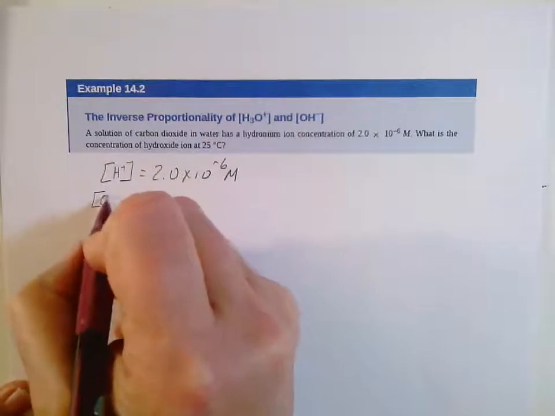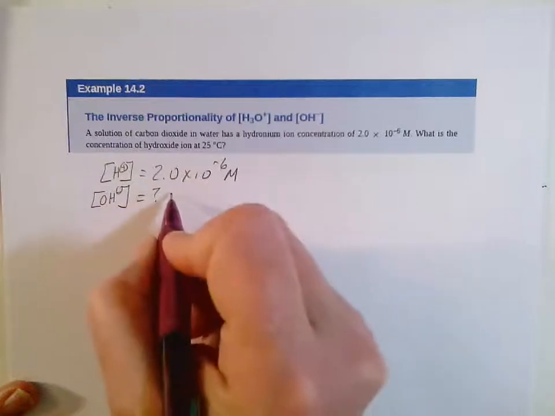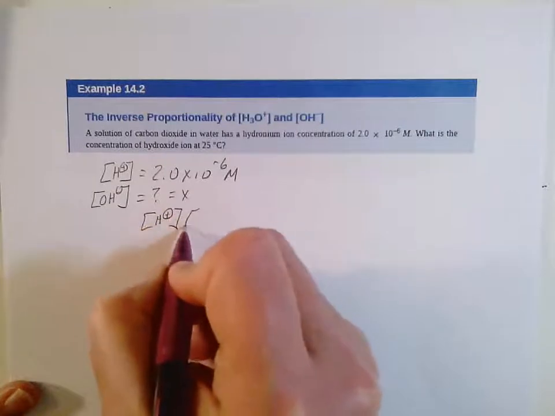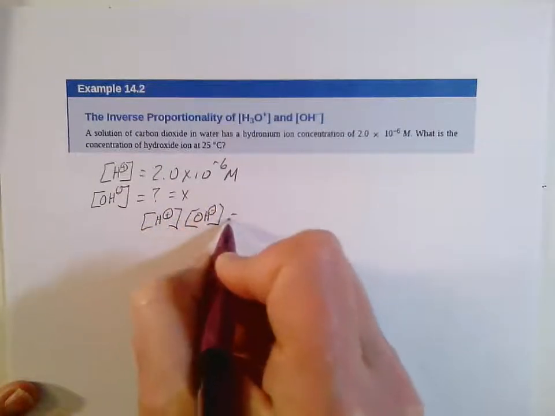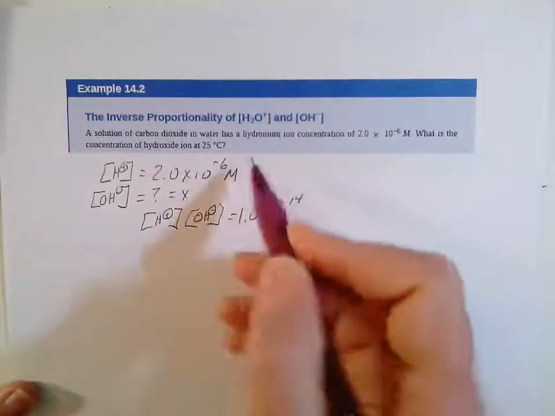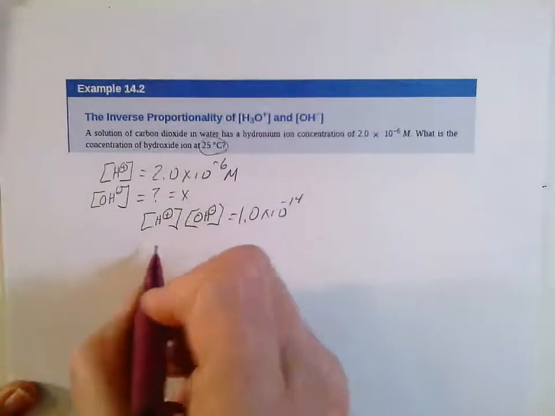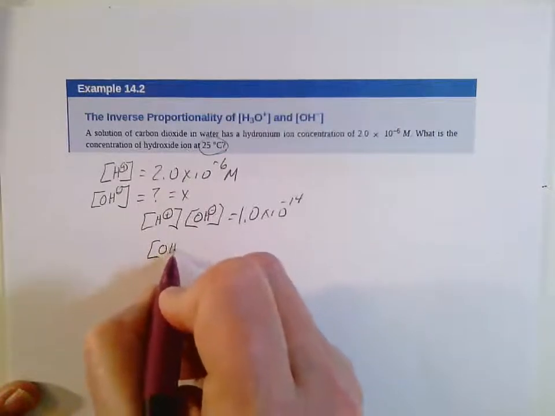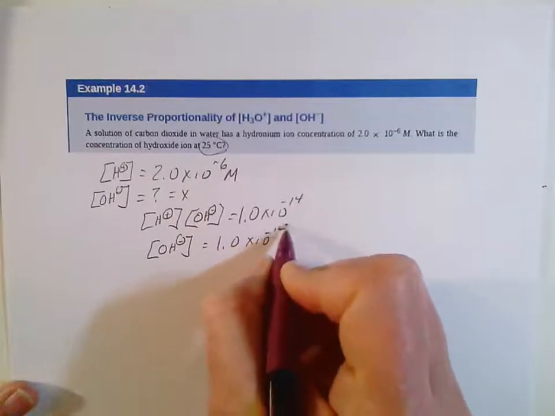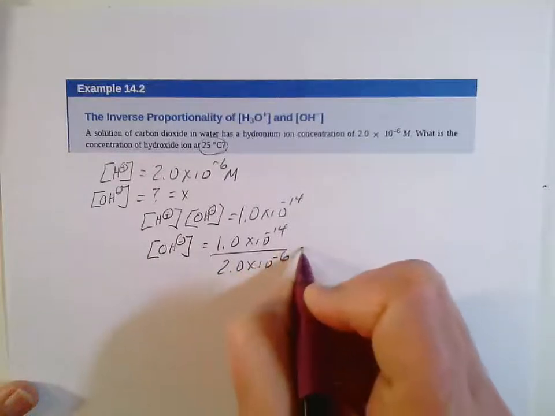So now I want to know, what is the concentration of hydroxide ions? So I'm going to let that equal X. So hydrogen ion concentration times hydroxide ion concentration equals 1.0 times 10 to the negative 14th anytime it's at 25 Celsius. All these problems should be at 25 Celsius. And so hydroxide ion concentration is going to equal 1.0 times 10 to the negative 14th divided by 2.0 times 10 to the negative 6th.